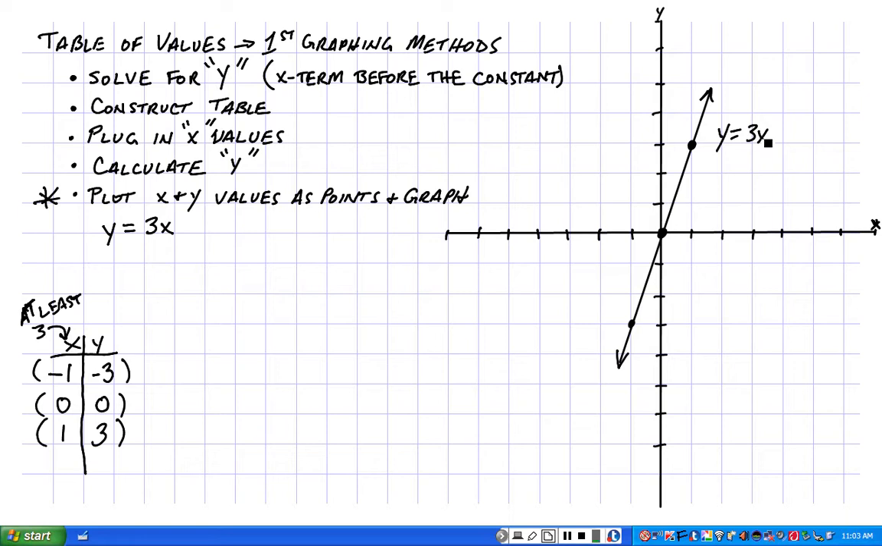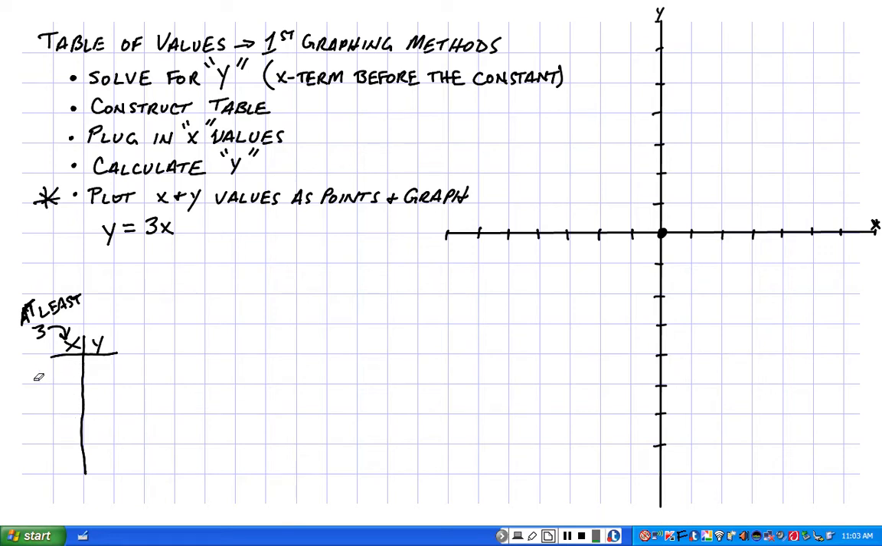Alright, let's try another one. So now let's try, what's a good one? Let's see. Let's try y equals a negative 1/3 x plus 2. Y equals a negative 1/3 x plus 2.